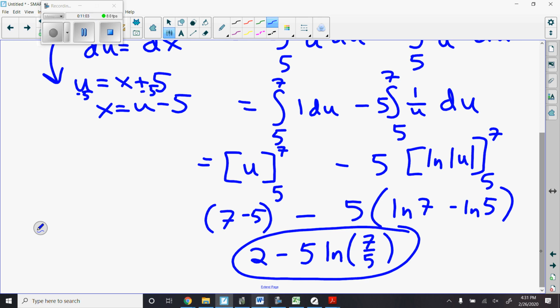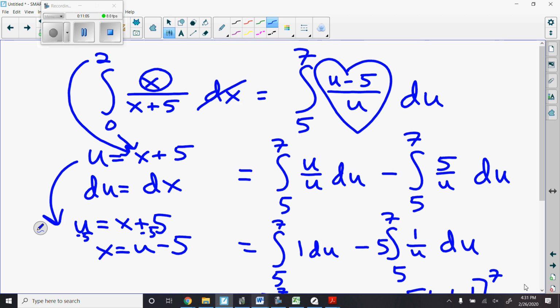Okay? And again, if you look at the prompt here, we had a binomial on the bottom and a monomial on top, and they were the same powers, right? X to the first power.